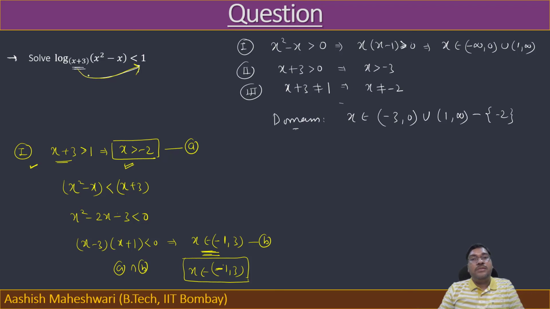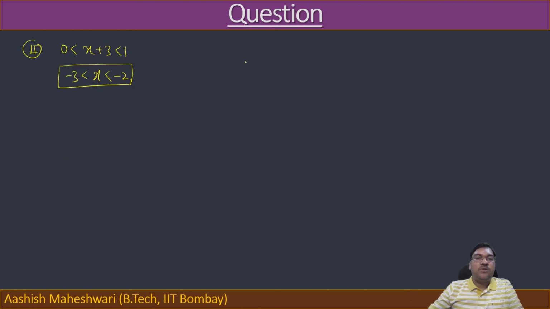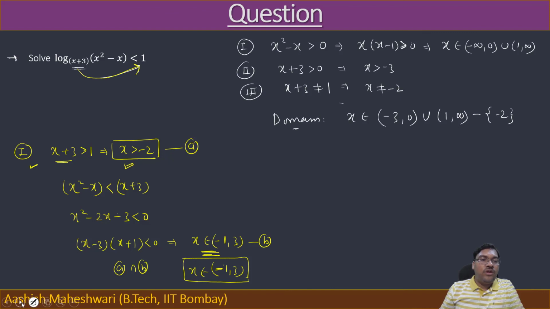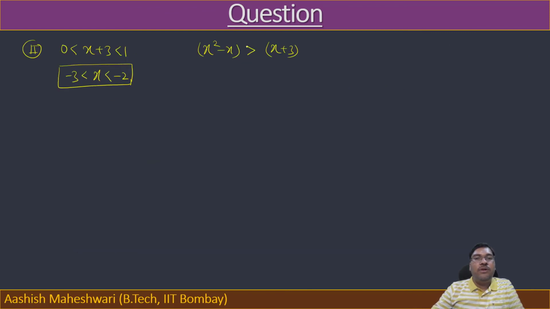So here we will say the sign of inequality will reverse, because now the base we have considered is between 0 and 1. So this will be x square minus x, it will be x plus 3 raised to 1, but here now it was less than 1, so now we will say this is greater than 1. Why? Because the sign of inequality will reverse when base is less than 1.